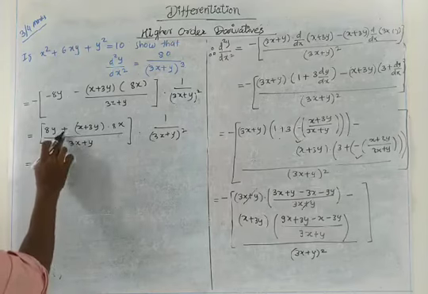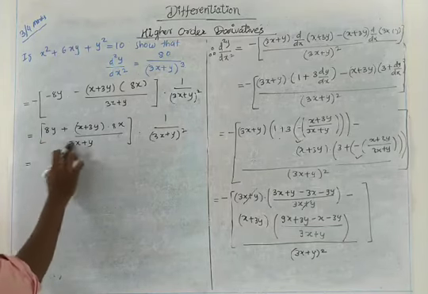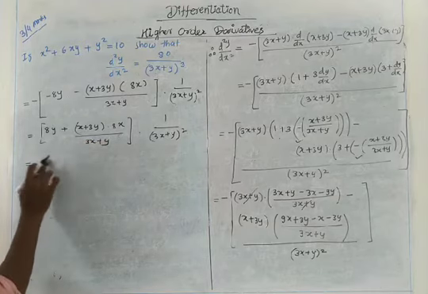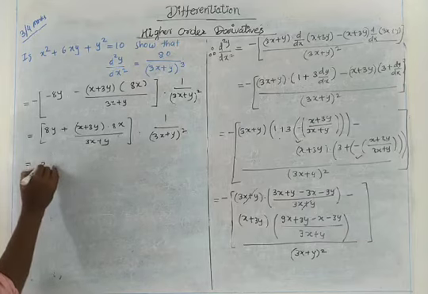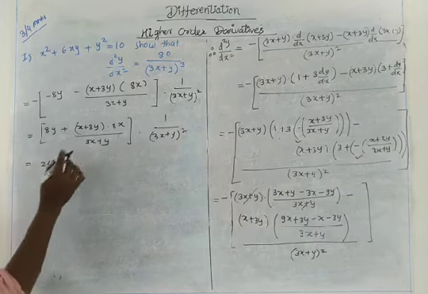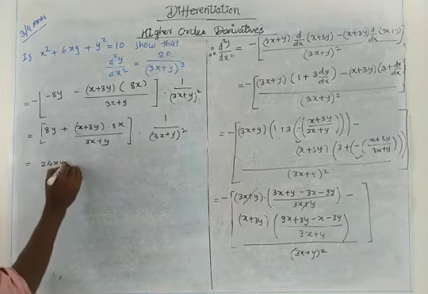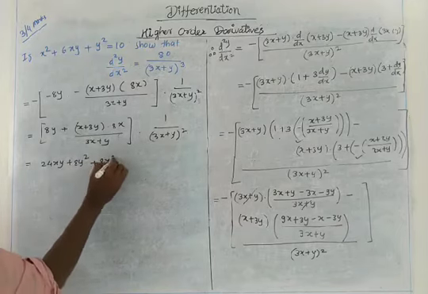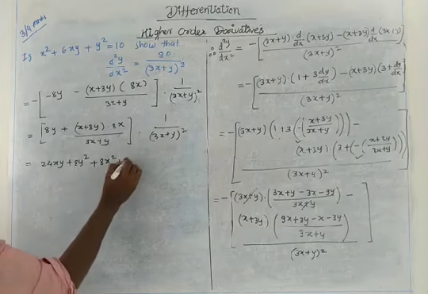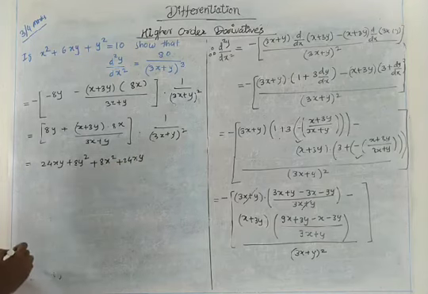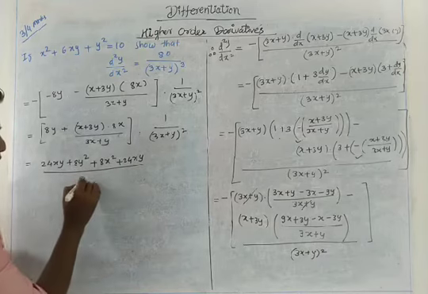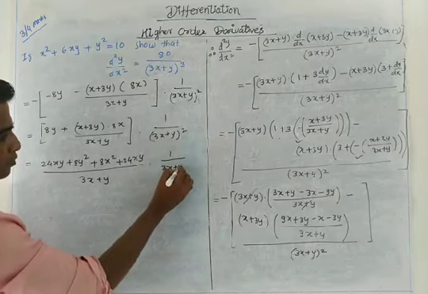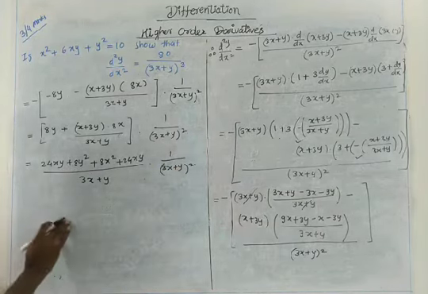So now we are trying to make a common denominator. Making the common denominator, (3x plus y) has to multiply with this 8y. So we will get 24xy plus 8y square plus 8x square plus 24xy, upon (3x plus y) into 1 upon (3x plus y) bracket square. Clear?